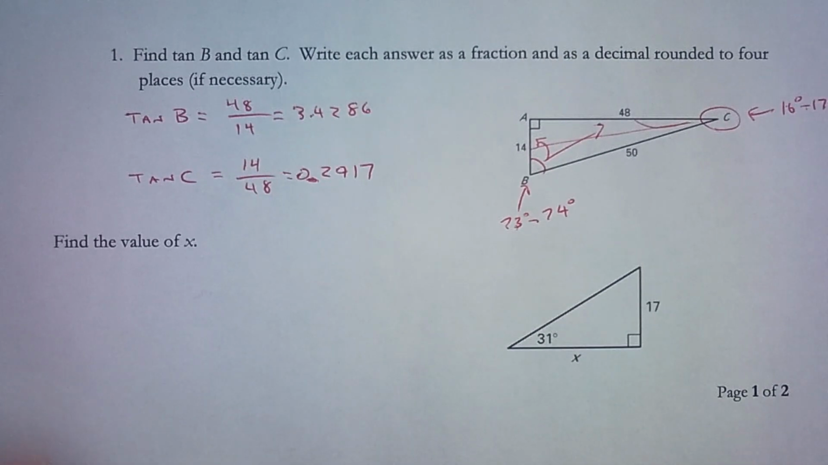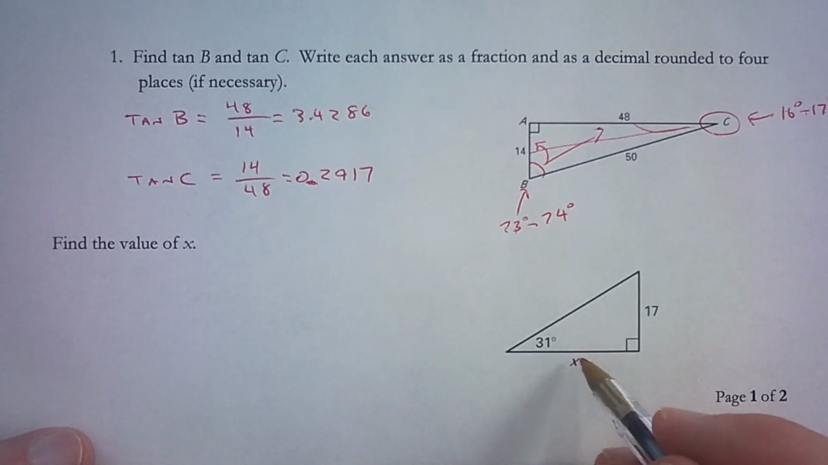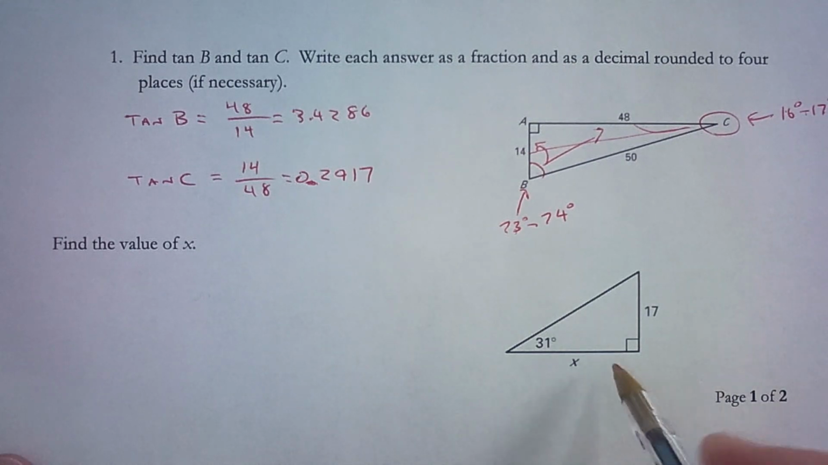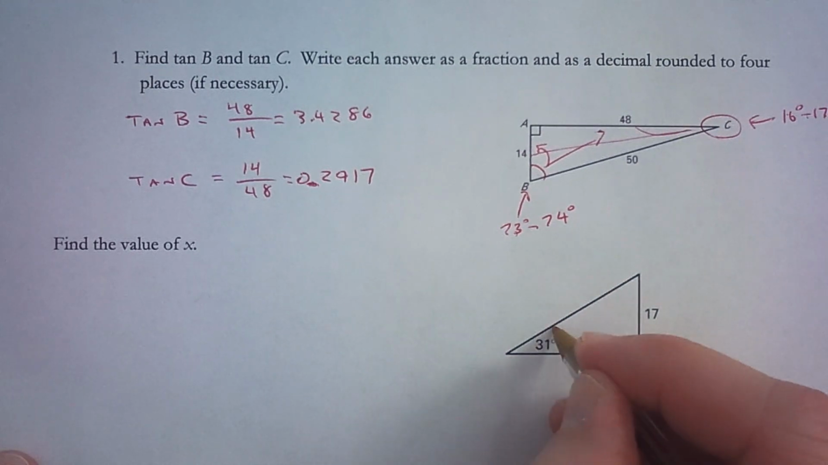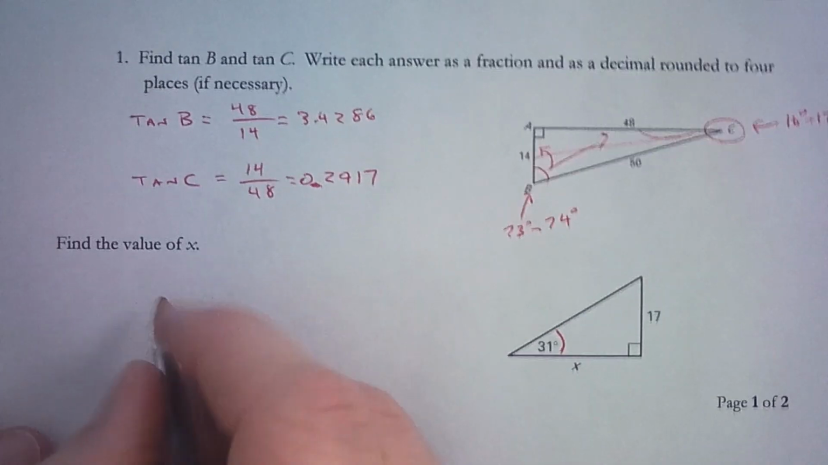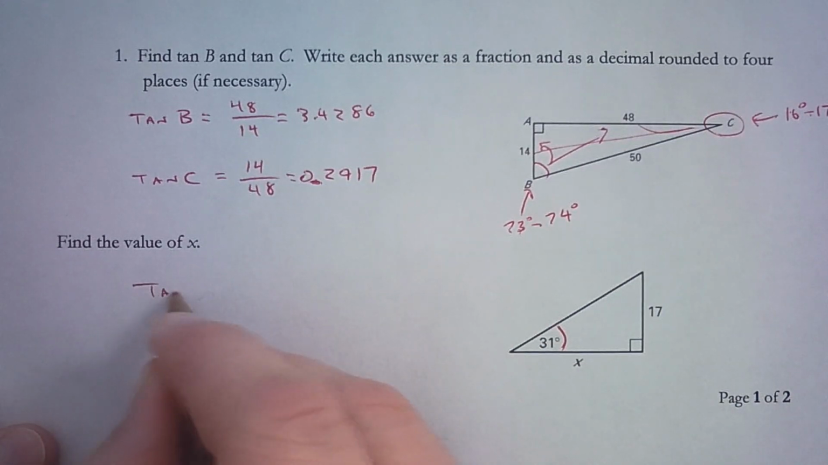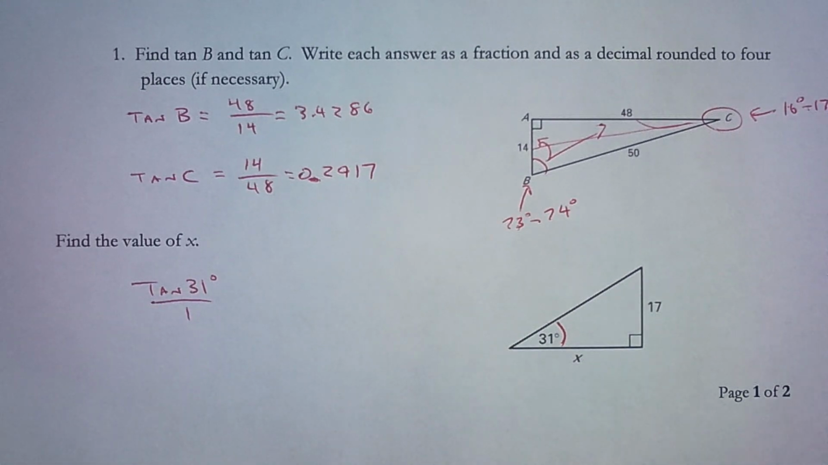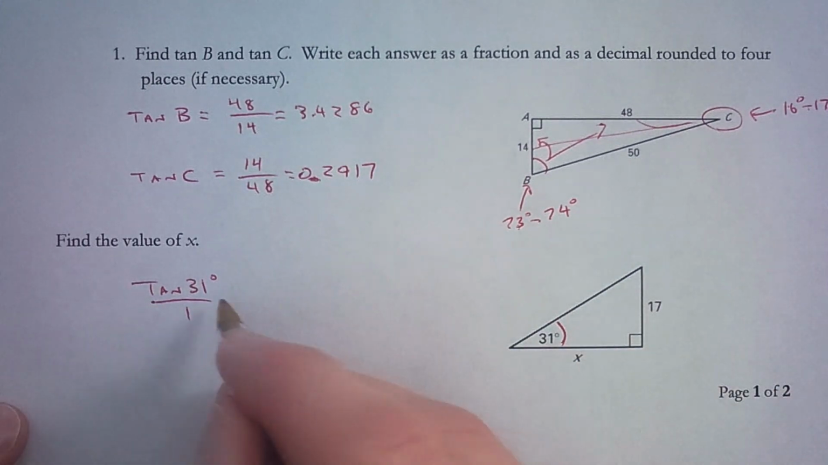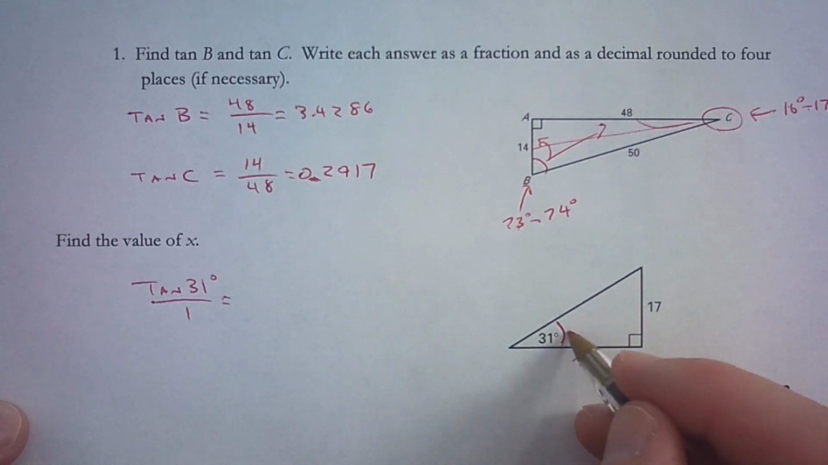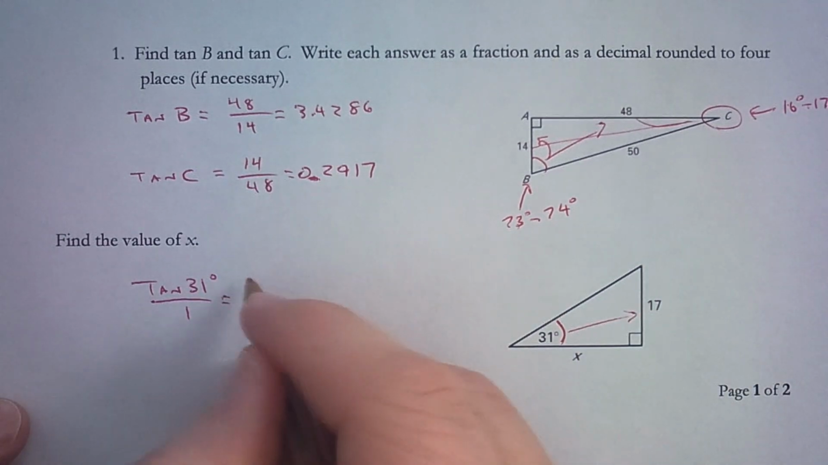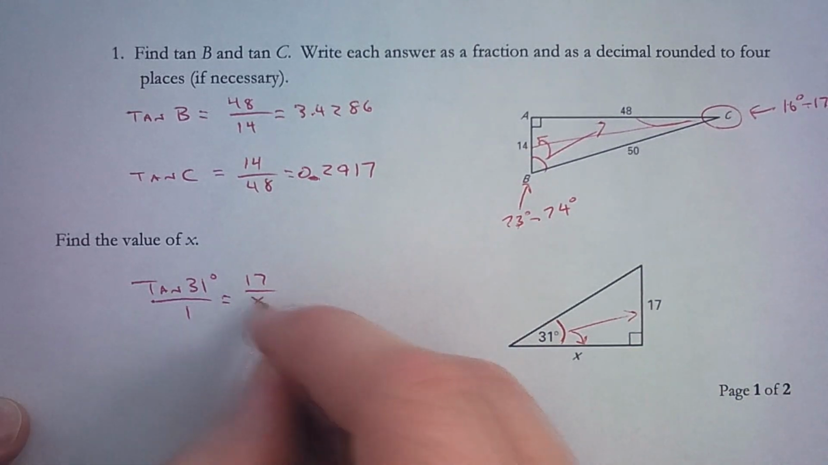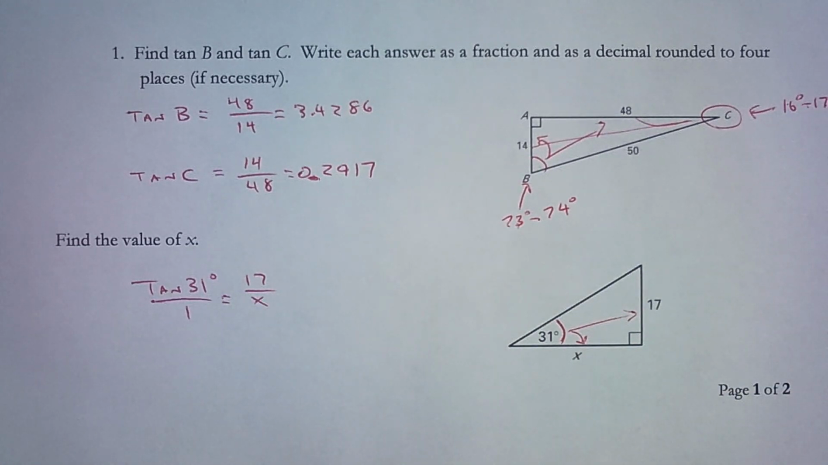Now, we can also use tangent to find the length of a side. Okay, so here's my angle. So I'm going to do tangent 31 degrees, and I'm going to put that over 1. Tangent 31 over 1 equals the opposite leg. That's way over here. The opposite leg is 17 over the adjacent leg, which is x.